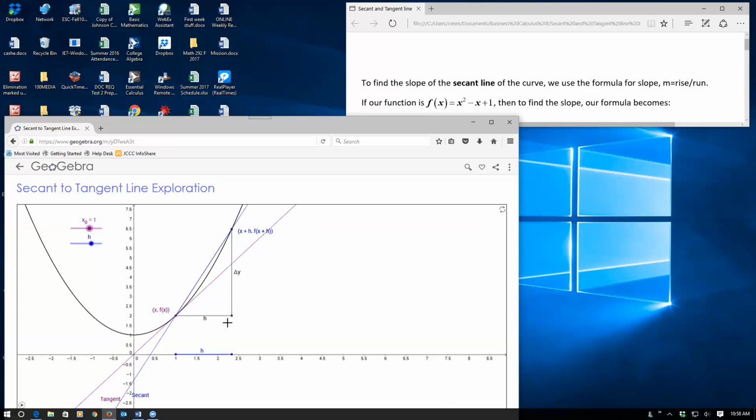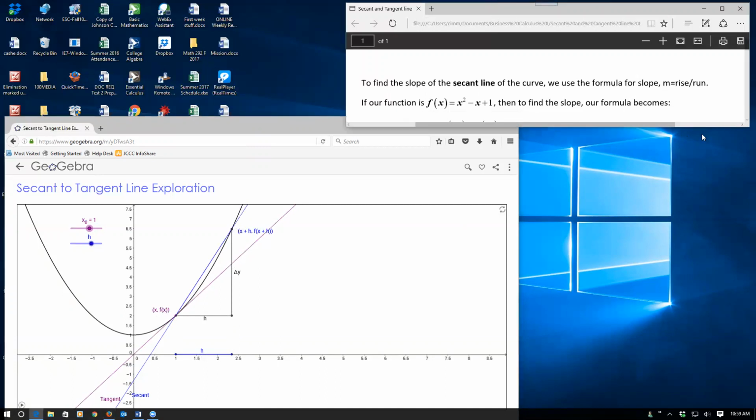So if we label these two points, if this is x, just some distance x, notice our height is going to be the function at that point x. So this is the point x, f of x. And then we add on a distance h. So this is going to be x plus h here. That's our first coordinate. And then f of x plus h up here. We're going to find the slope between these two points. So that's what I've done over here.